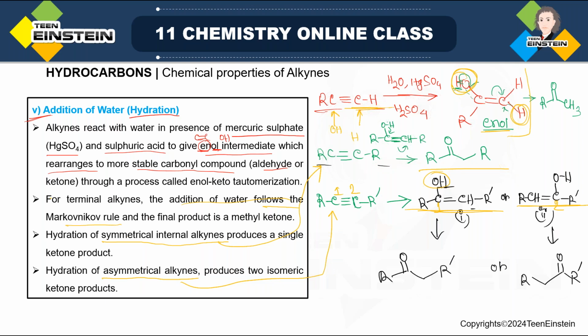So we have seen three different conditions here: first, the terminal alkyne, then the symmetrical internal alkyne, and the asymmetrical alkyne. Another one you can consider is the first member, the simplest alkyne, acetylene, HC≡CH. In that case you will get an aldehyde, because the R group will simply be H. With this reaction, hydration, the addition-type category of reactions under the chemical properties of alkynes will be complete.